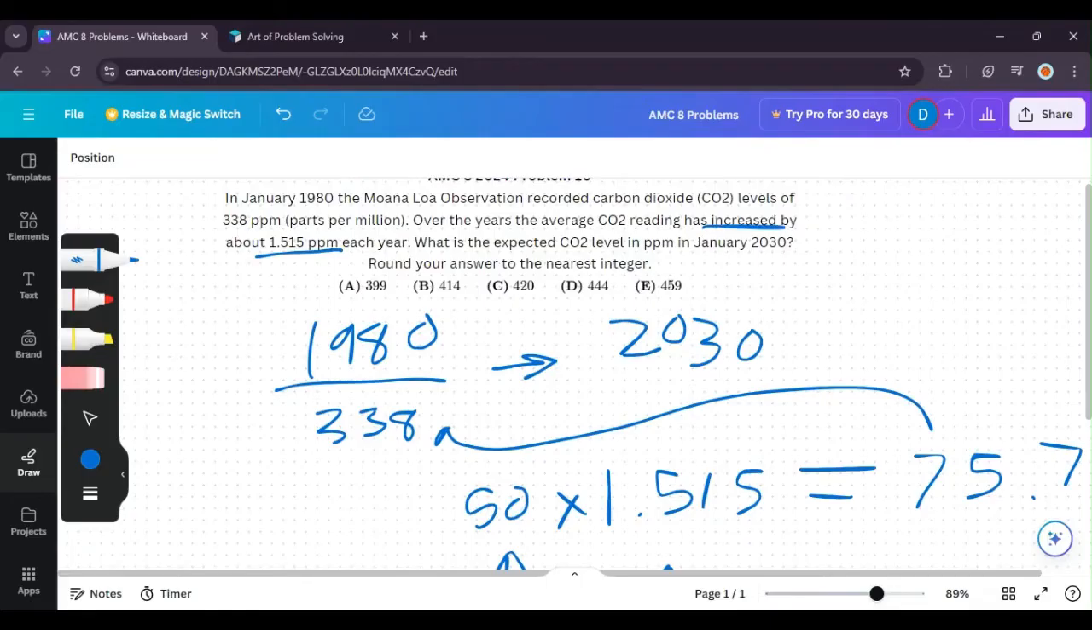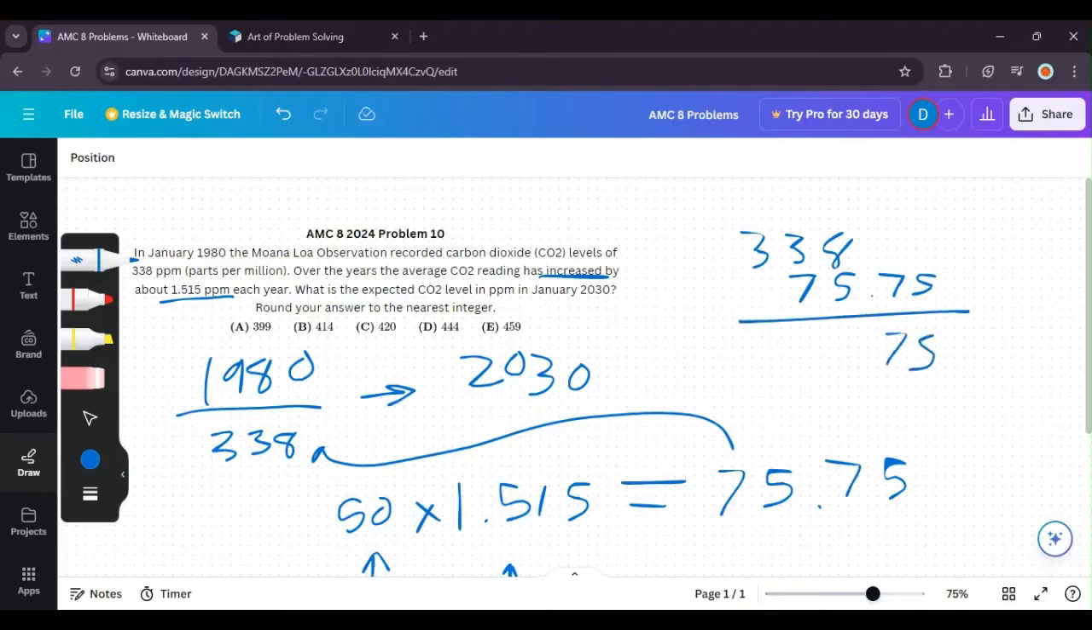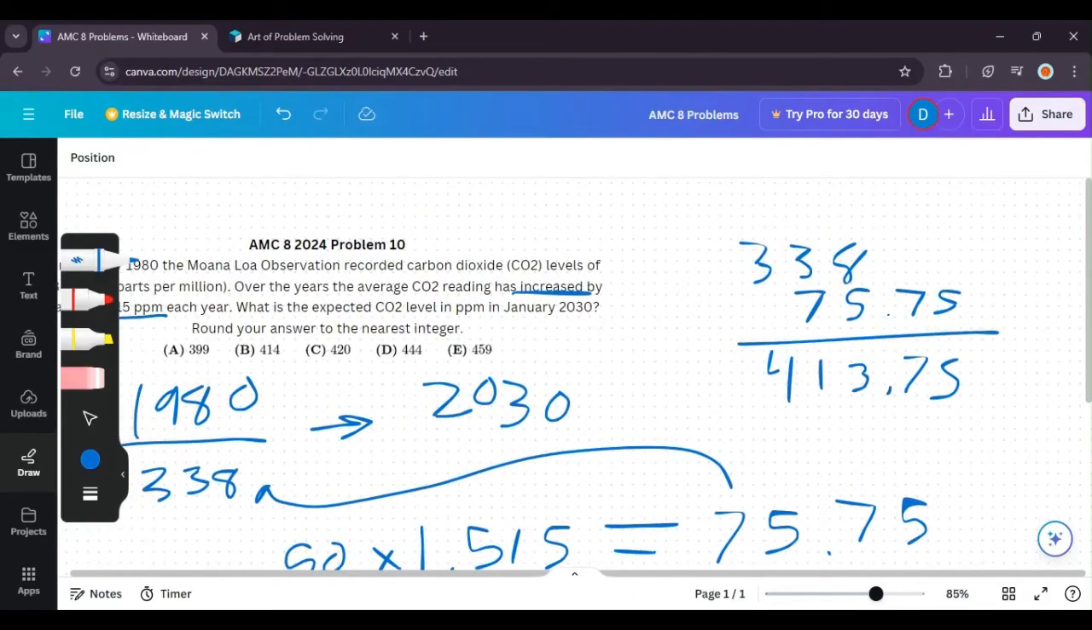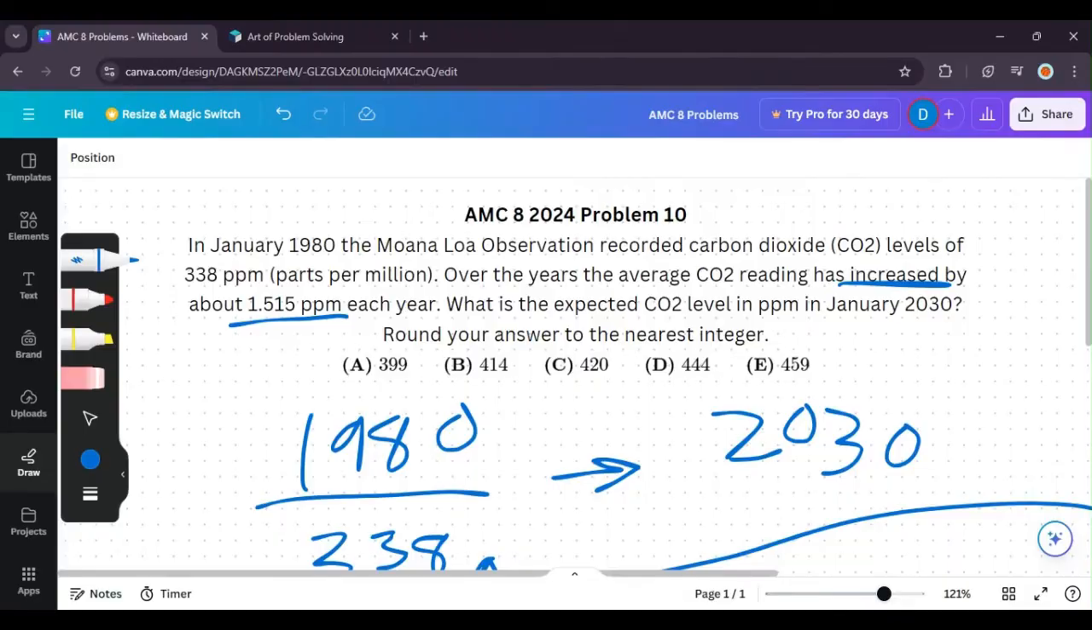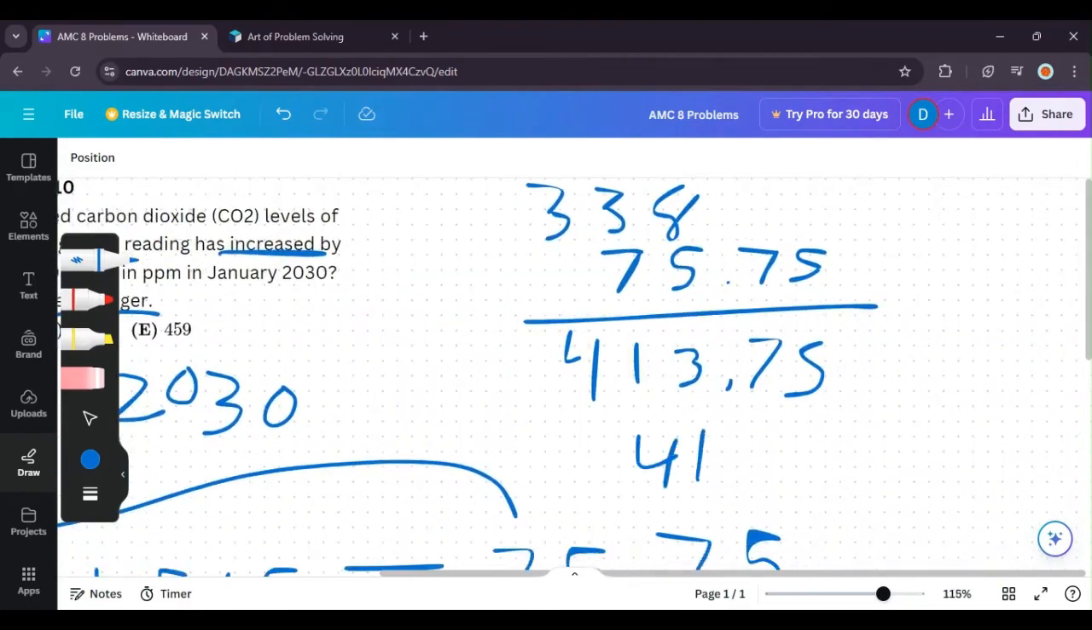It says right here. So we get 338 plus 75.75, and we get 413.75. And if we have 413.75, we don't see an answer here. The reason why is because we have to make sure that we know what it's asking for. It's asking for your rounded answer to the nearest integer. Okay, so to the nearest integer, it would be 414.